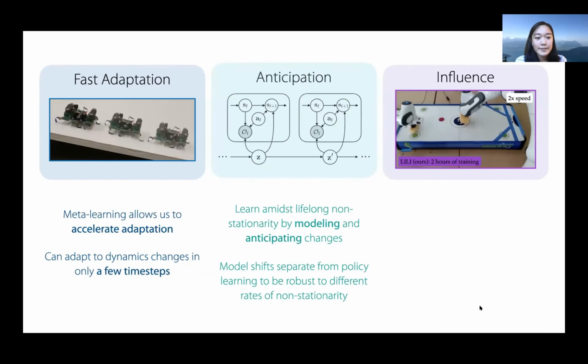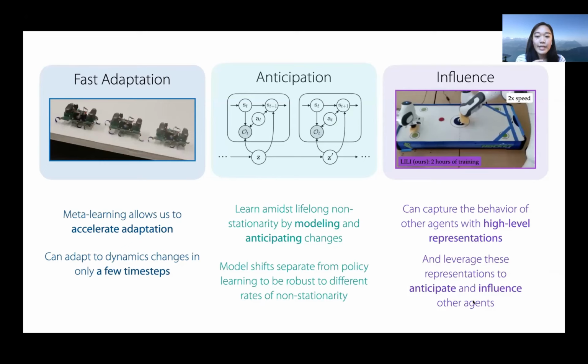And so to summarize, in some non-stationary settings, the non-stationarity will depend on the agent's own actions, like it does in multi-agent interaction. In these settings, we can anticipate and react to the other agent's behavior. But not only that, we can also learn to influence it across repeated interaction.